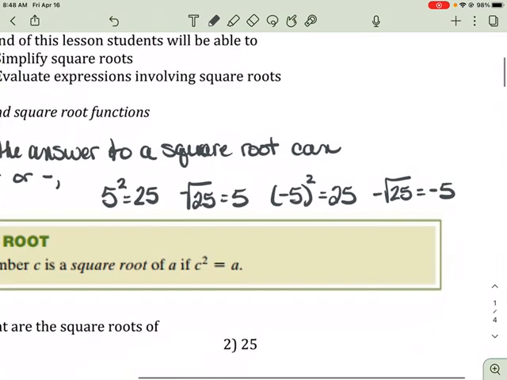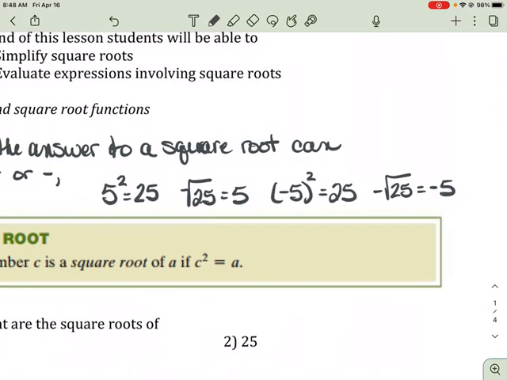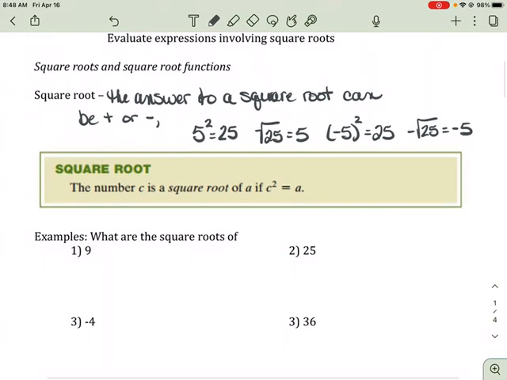That's the negative square root. It's the idea of a number times itself. Remember, a square root answers the question: what number times itself gives you that number? So here's the formal definition: the number c is the square root of a if c squared equals a.